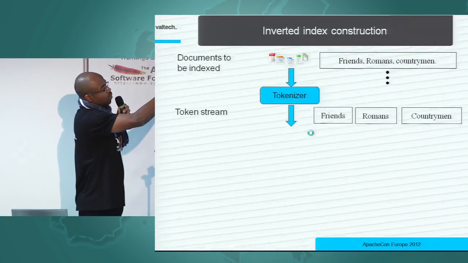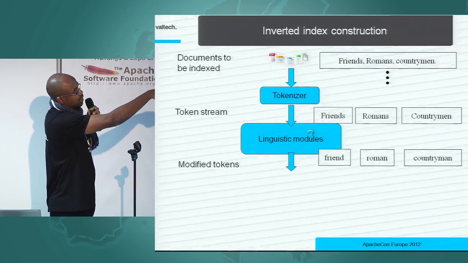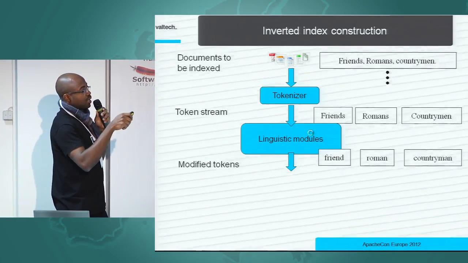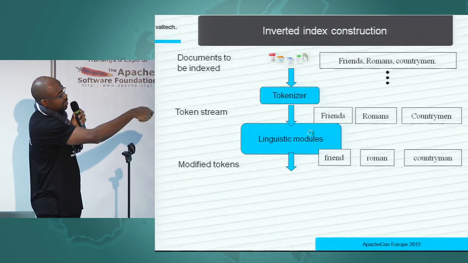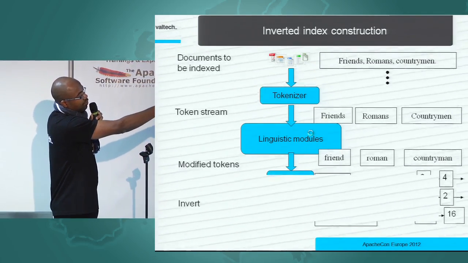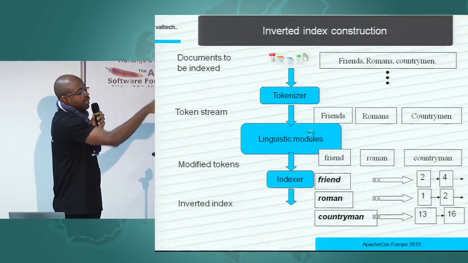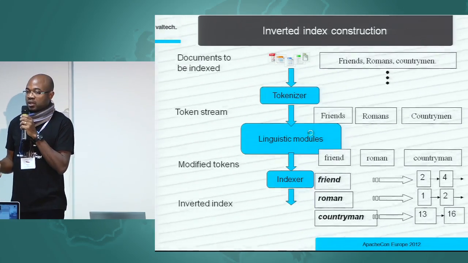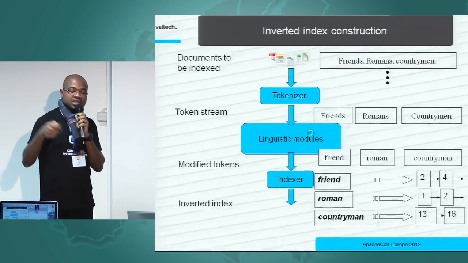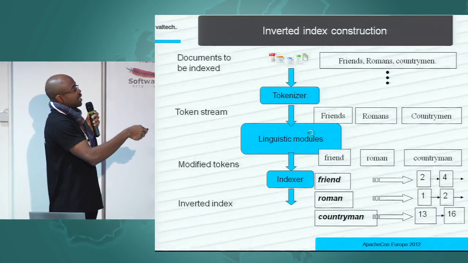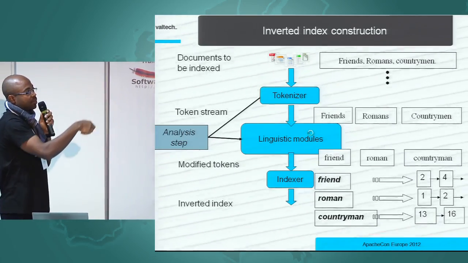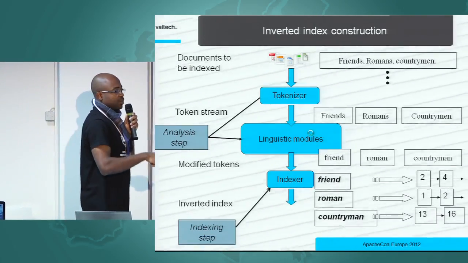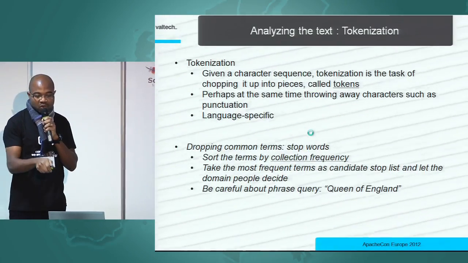When your tokenizer finishes its work, the tokens are fed into linguistic models to remove some superficial differences, and then you obtain your tokens. Finally, the indexer will take the tokens and build the inverted index. When the inverted index is built, you are done. So you have your index, and you can now focus on the search part. But we just have two steps: the analysis step, that is the tokenizer and the linguistic preprocessing, and the indexing step. And we are going to say some words about those steps.